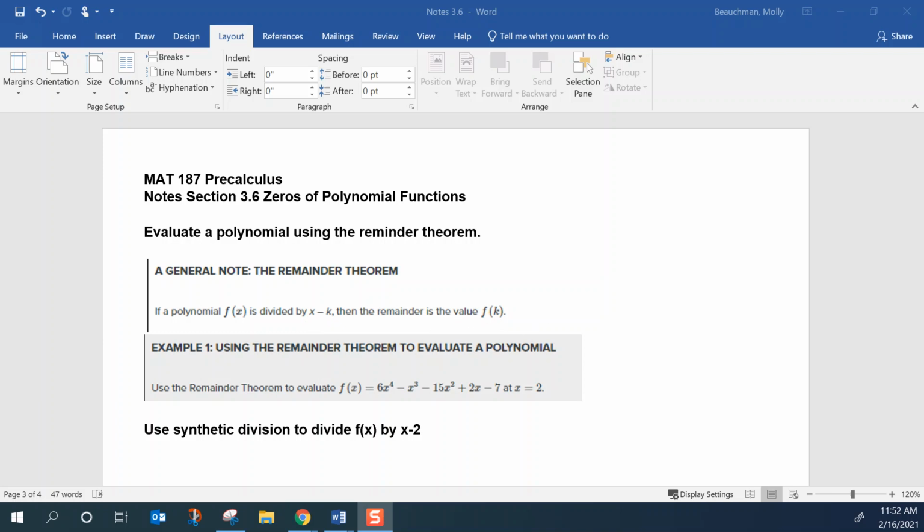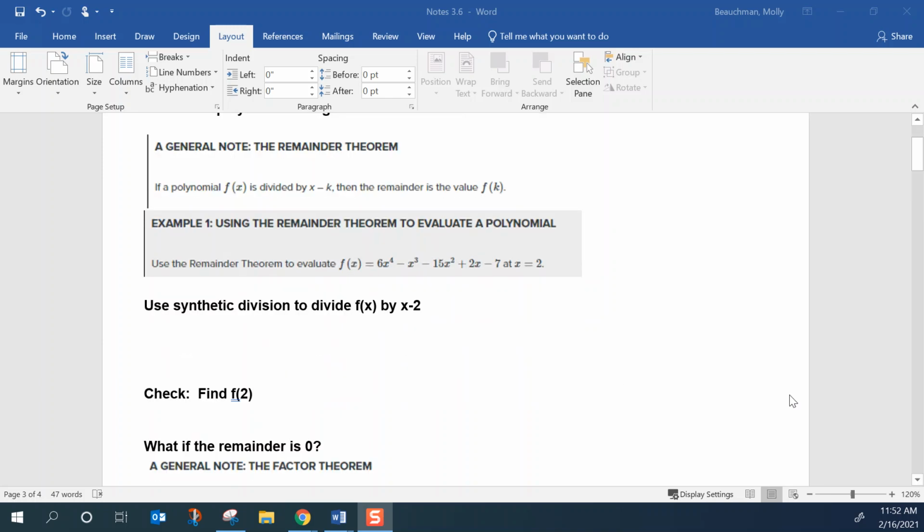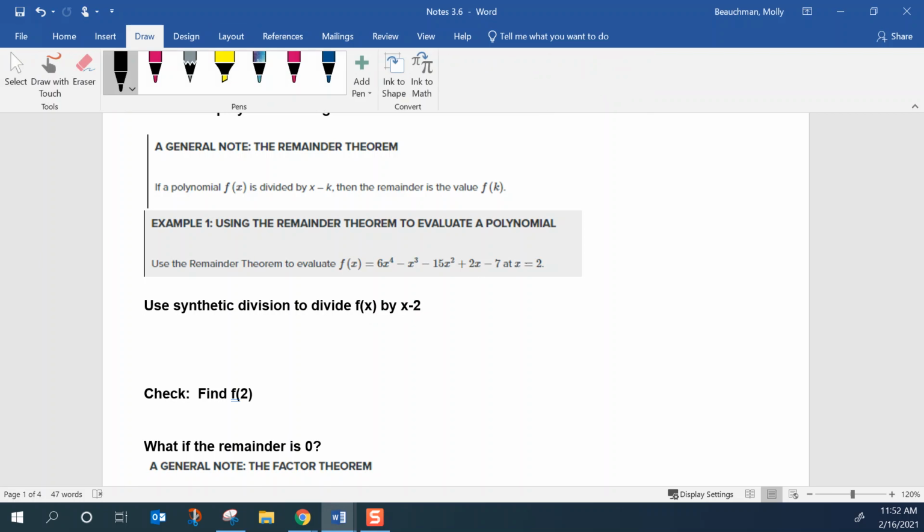Here's an example. Using the remainder theorem to evaluate a polynomial, use the remainder theorem to evaluate this polynomial at x equals 2. Basically, what we're going to do is use synthetic division to divide f of x by x minus 2. If x equals 2 is the solution, then x minus 2 equals 0 would be a factor.